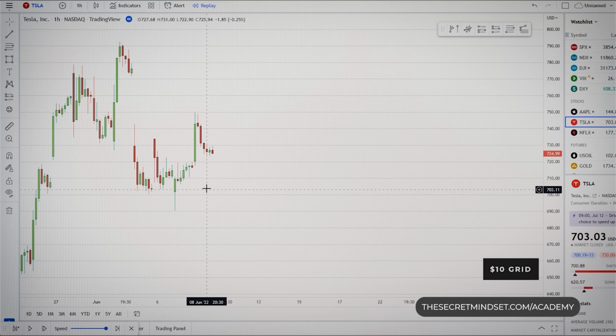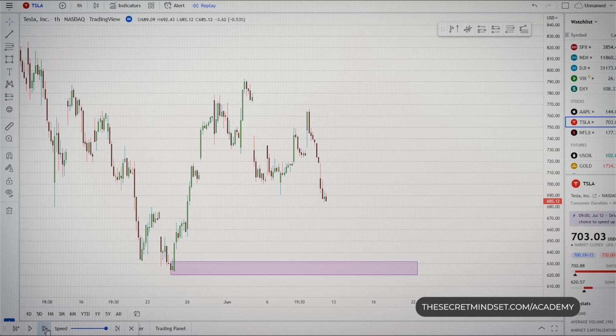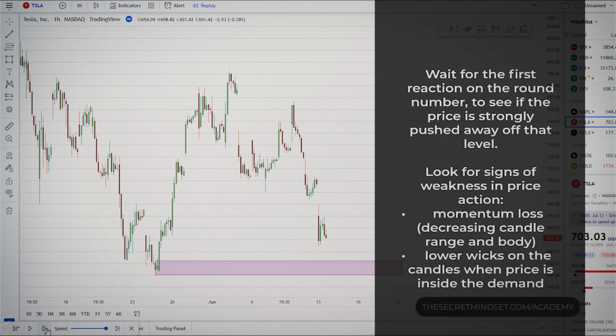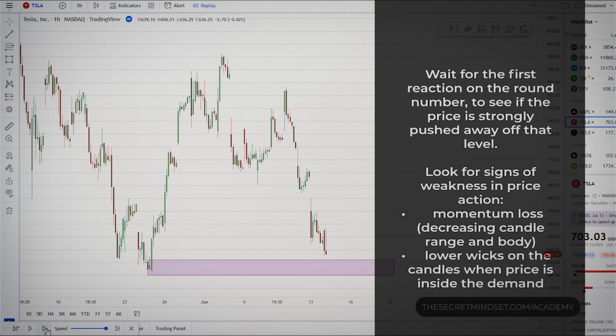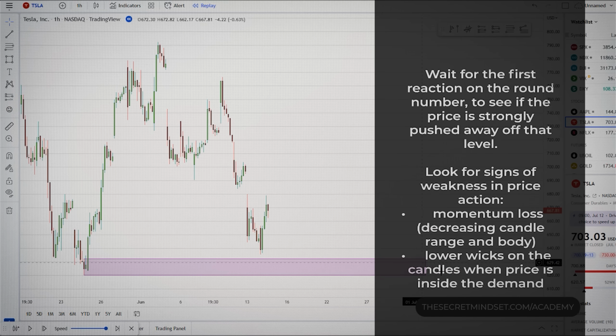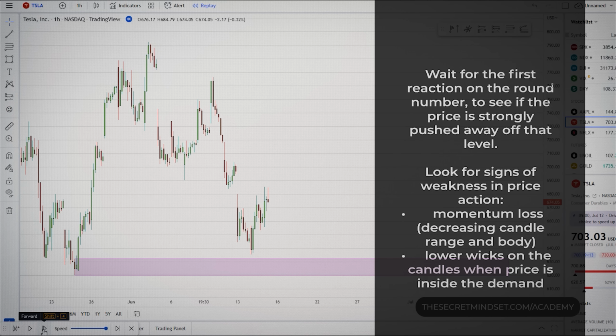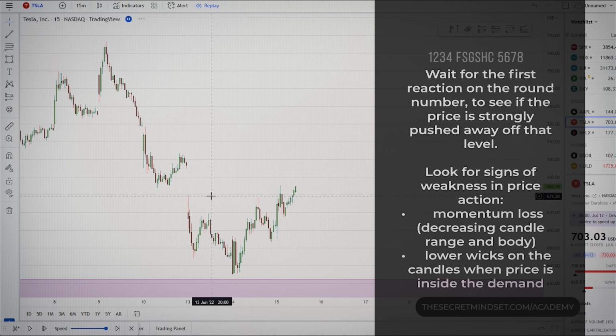Now we'll wait for a confirmation because we don't know which level will hold. A good idea for confirmation is to wait for the first reaction on the round number to see if the price is strongly pushed away off that level. I also want to see signs of weakness in price action, momentum loss, decreasing candle range and body, and lower wicks on the candles when price is inside the demand zone.